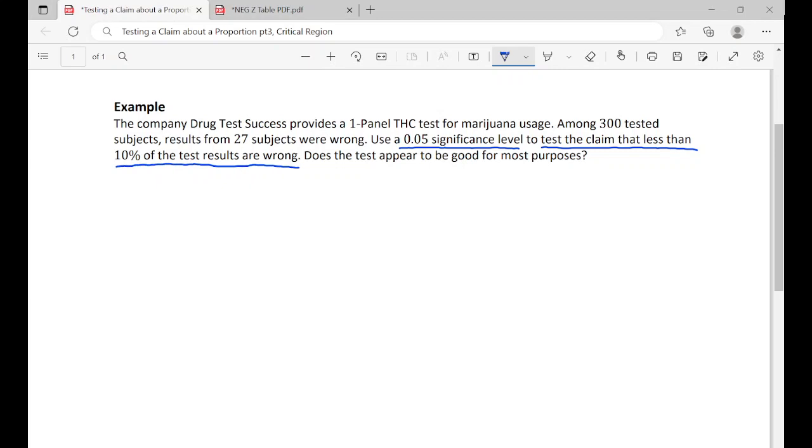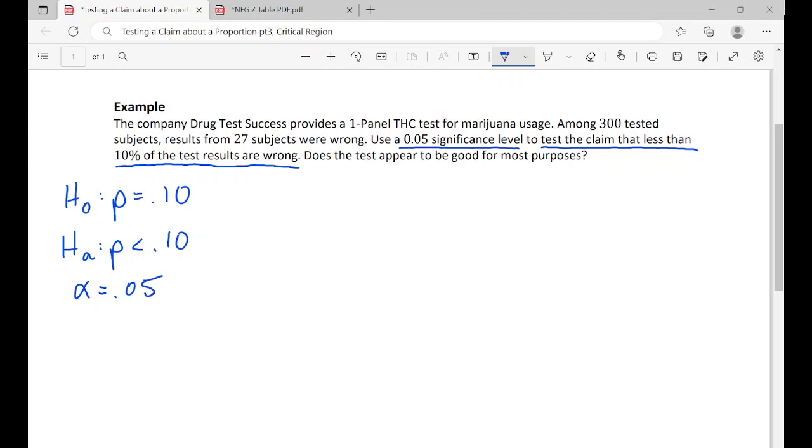So let's start off with writing out our hypothesis test. Our null is going to be P equals 10%, so 0.10, and the alternative is going to be P less than 0.10. And we also have a significance level, or an alpha value, of 0.05. So we've got to find the critical value from this.